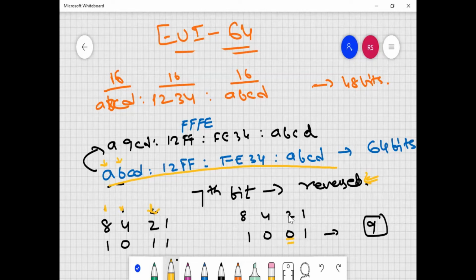Okay. Now I understand. Yes. And it is leading to 9. If it is leading to 9, the EUI-64 address is this now. This is the final 64-bit address. Now I understand. Yes. Got this point?